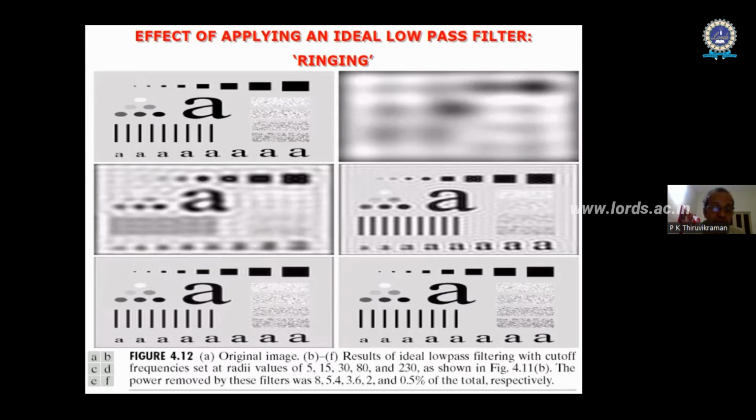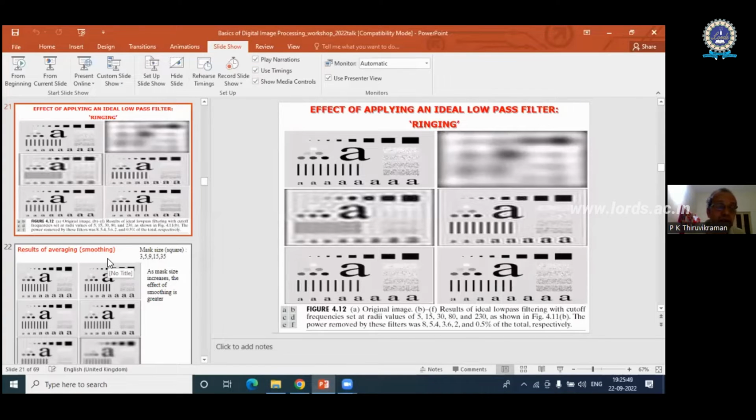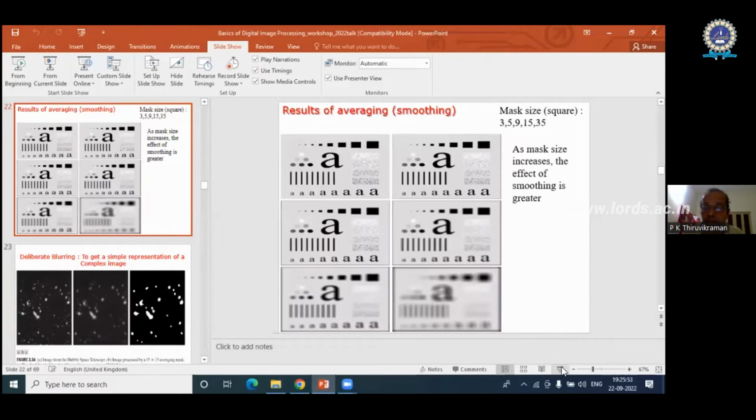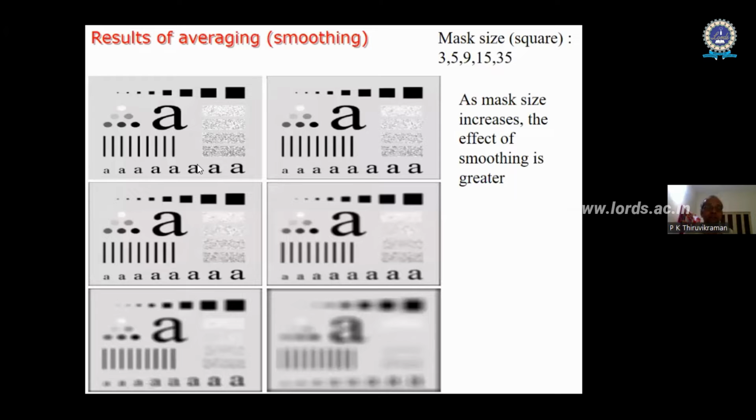One second. I think the slides have got mixed up. This has come from Fourier domain, low pass filtering, which I'll talk about later. I'll go to averaging. Yeah, this is the result of averaging. The result of averaging smoothing is shown here. Okay, this is better.